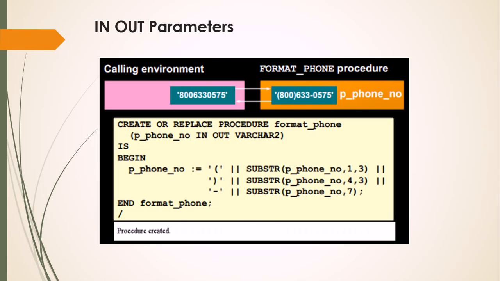The IN OUT parameter: the calling environment is h1000 h100, and then the phone number is formatted. Format for the procedure: create or replace procedure format_phone (pphone_no in out varchar2) is begin pphone_no equals substring pphone_no 1, 3 or substring pphone_no 4, 3 or substring pphone_no 7, and format phone.